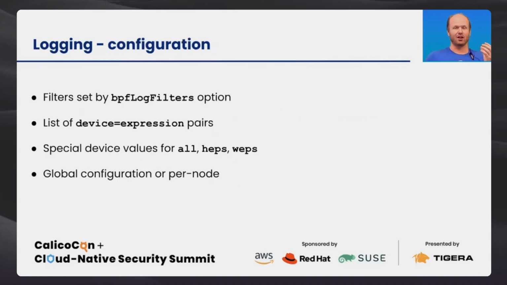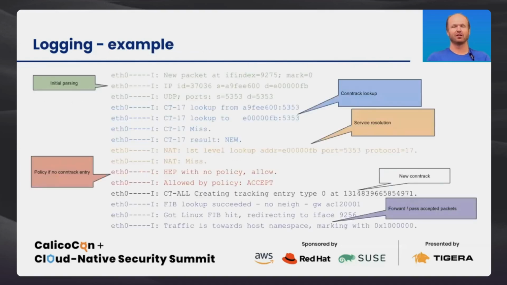I mentioned that the logging can be pretty fine-grained, and we can make it even finer by setting those expressions per device. So we don't have a single expression which is set globally. A new option allows you to set whether you want it on all devices, on a specific device, for host endpoints or workload endpoints, and whether you want to set it per certain node or globally. So we hope that this will really speed up troubleshooting and make troubleshooting a pleasant experience.